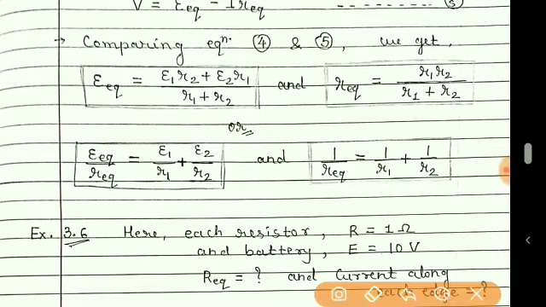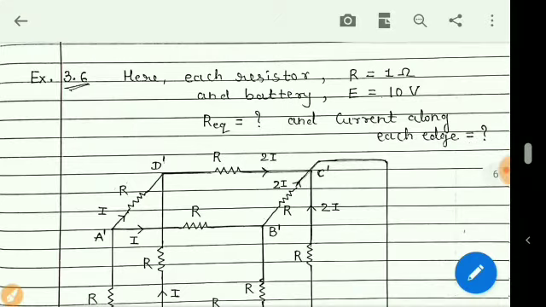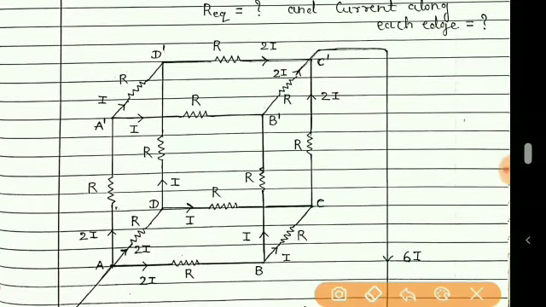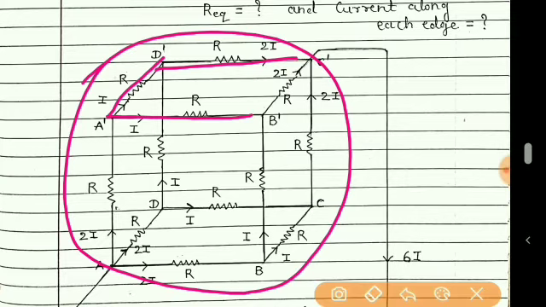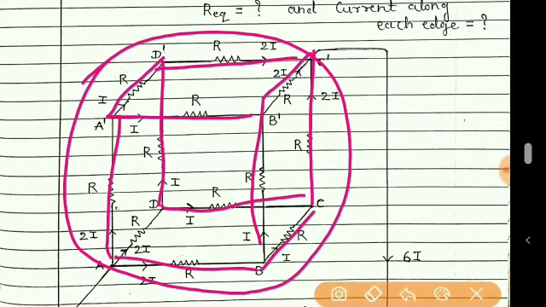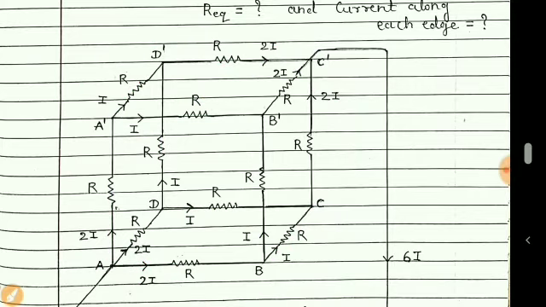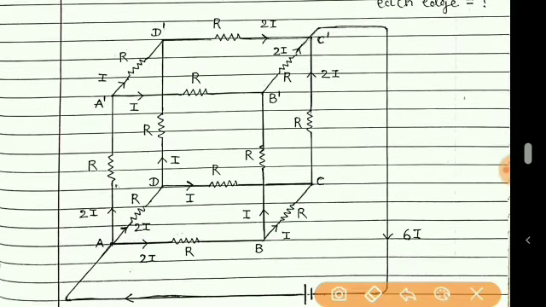Next is about example number 3.6. Now students, in this example a cube is shown to you. You can see there is a cube and these are the edges of the cube. We know that there are 12 edges of a cube. Here this cube is made up of conductors and resistors are connected across it. So you can see that along each edge there is a resistor.